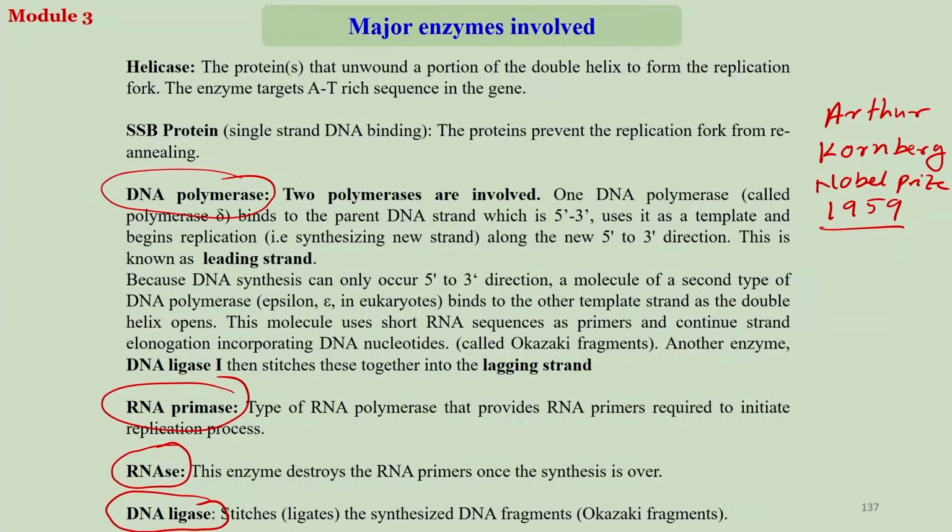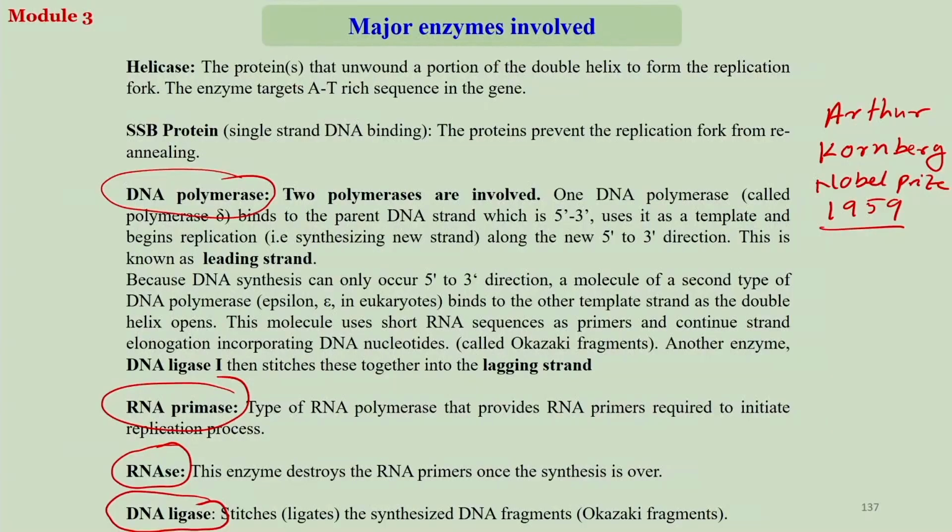Now I can describe the exact functions of all the enzymes. Helicase, that was the first enzyme. It is the protein that unwound a portion of the double helix to form the replication fork. The enzyme targets AT rich sequences in the gene. Next comes the SSB protein, single stranded binding protein. The proteins prevent the replication fork from re-annealing, so that the strands do not rehybridize again.